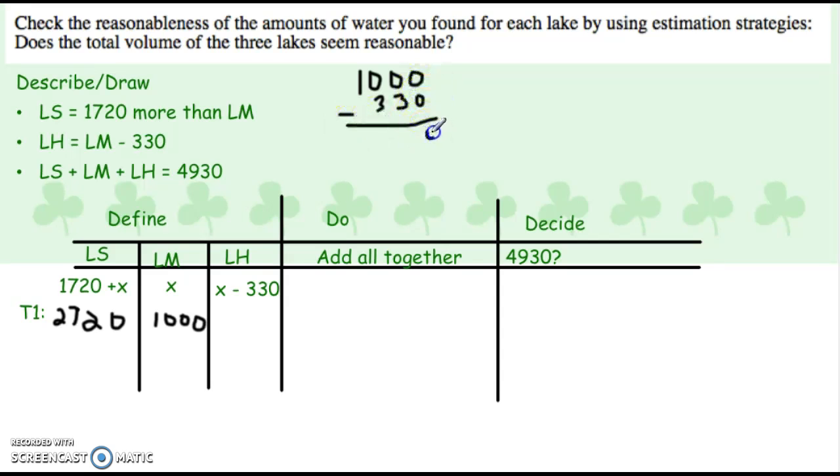0 minus 0 I know is 0. Then here I have to borrow from the 1. It becomes a 0. That becomes a 10. That'll be 9. And then this becomes a 10. So 10 minus 3 is 7. 9 minus 3 is 6. So here Lake Huron would be 670. I'm going to change back to my text.